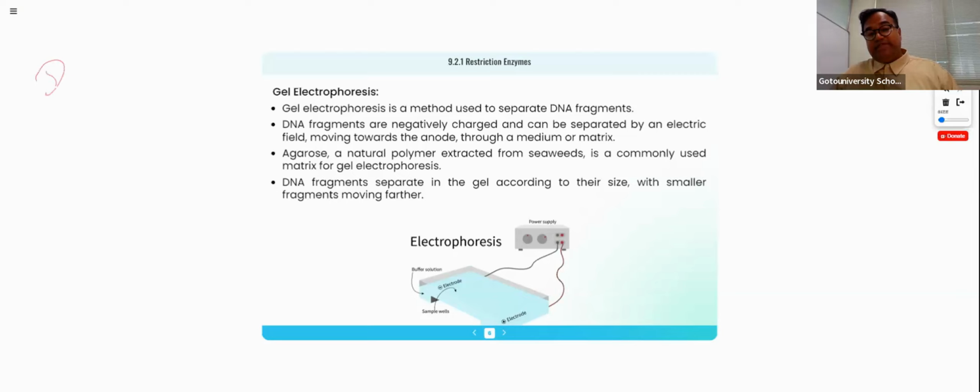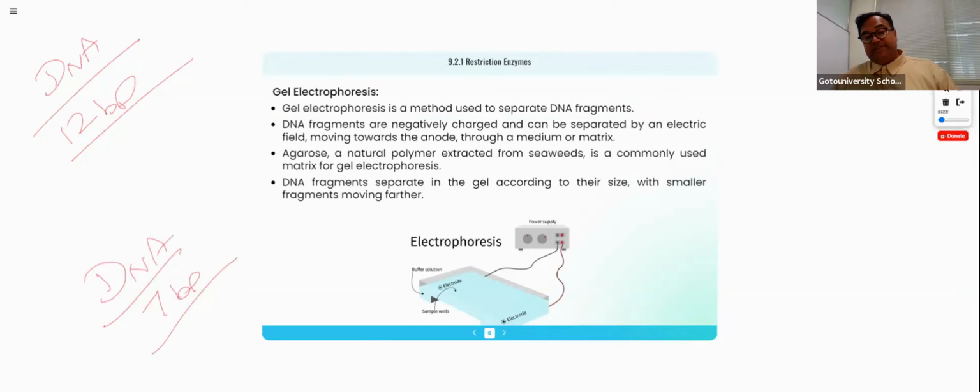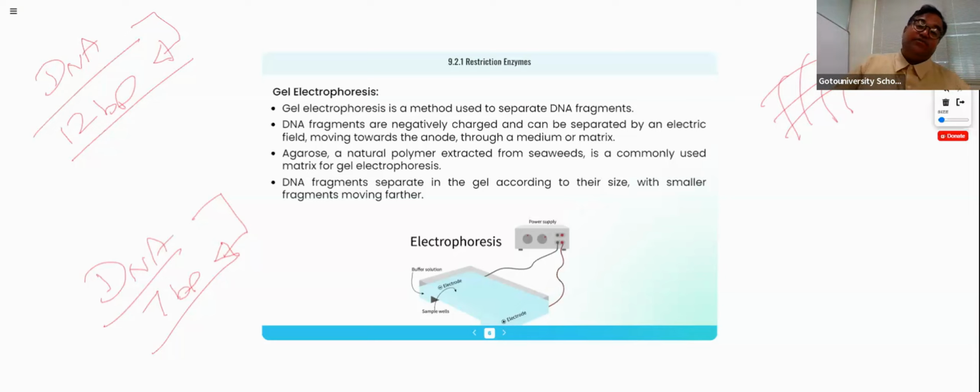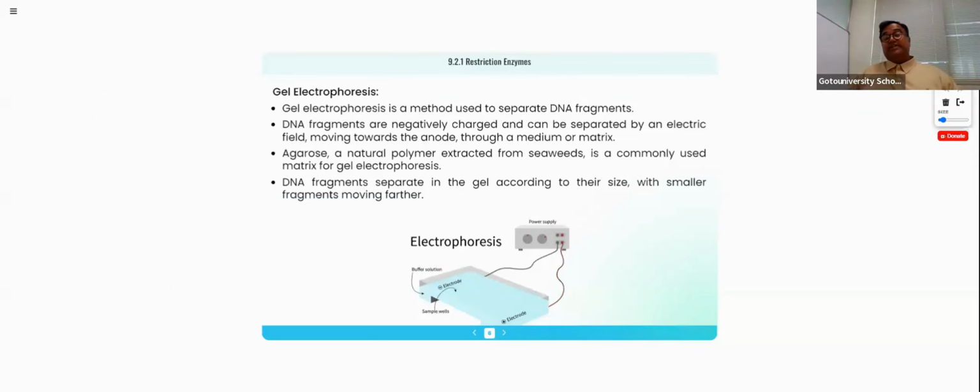For example, one DNA fragment has a length of 12 base pair, and another DNA has a length of 7 base pair. The DNA having 7 base pair length will move very fast. The DNA having 12 base pair length will move very slowly. Why? Because the gel has a lot of porosity in it. Through the porosity of the gel, DNA of various sizes can be made to migrate and get separated.